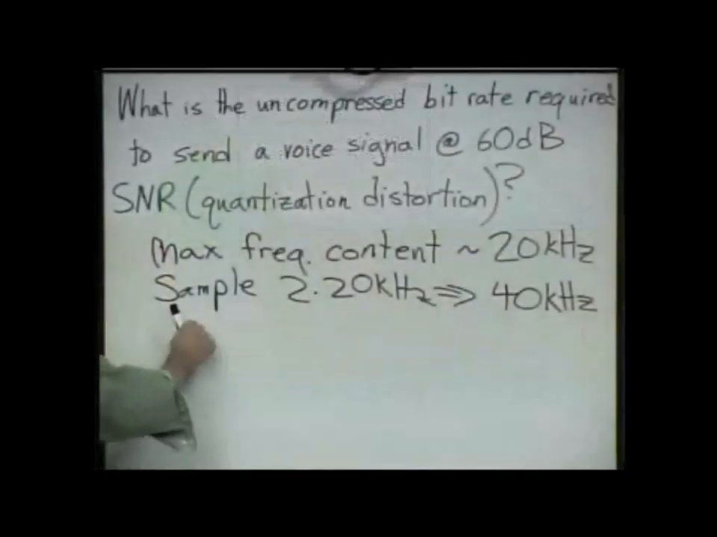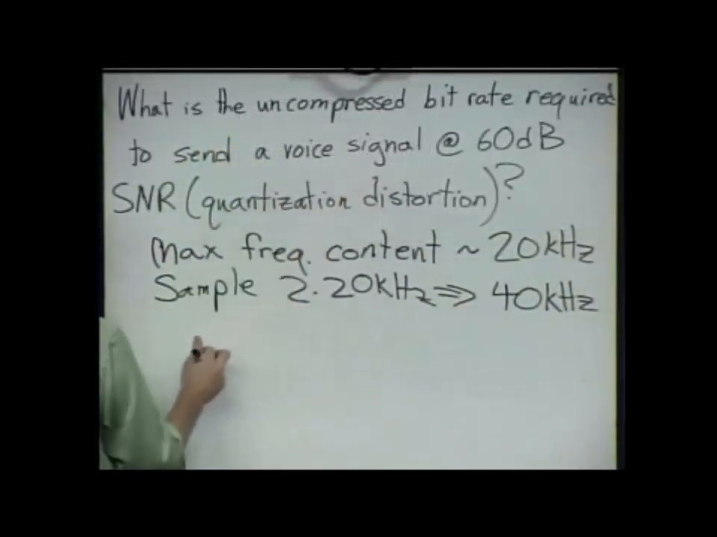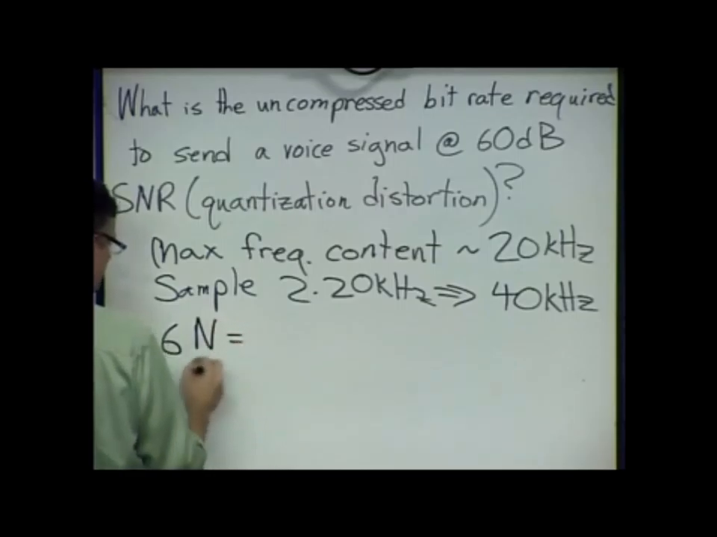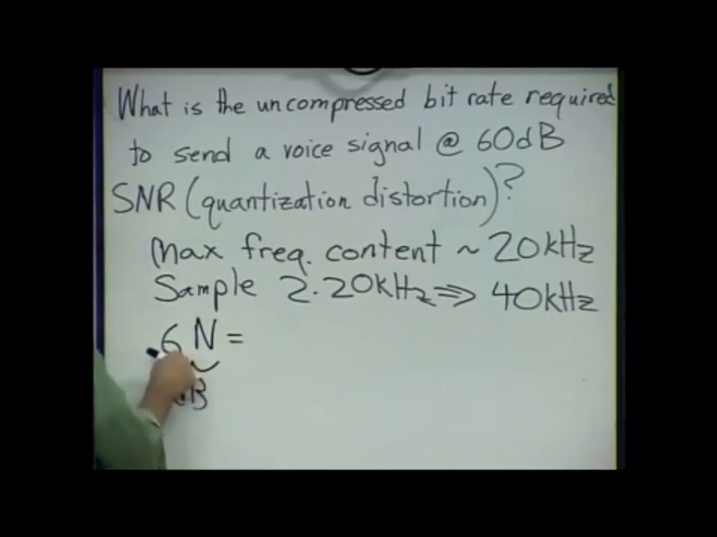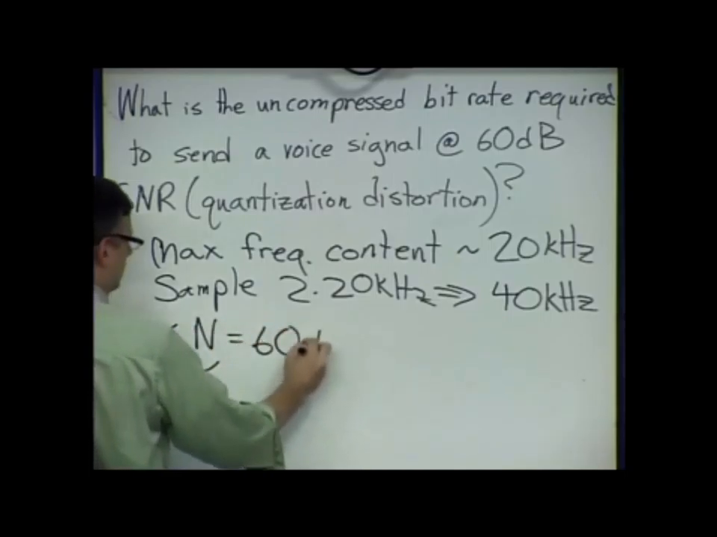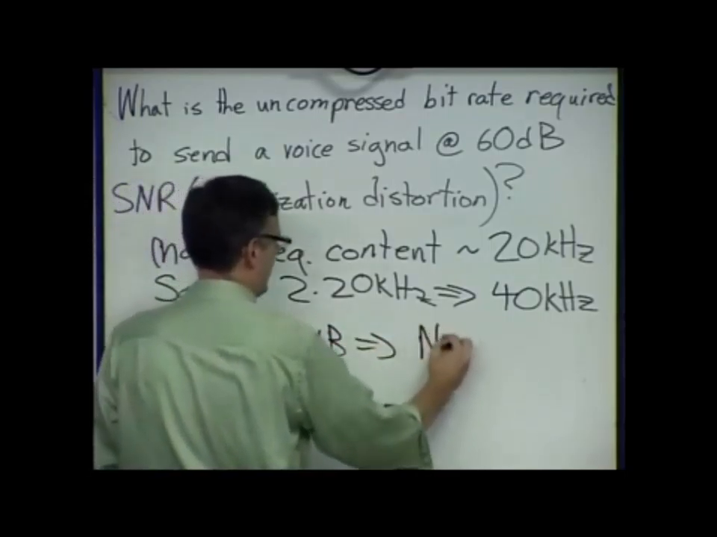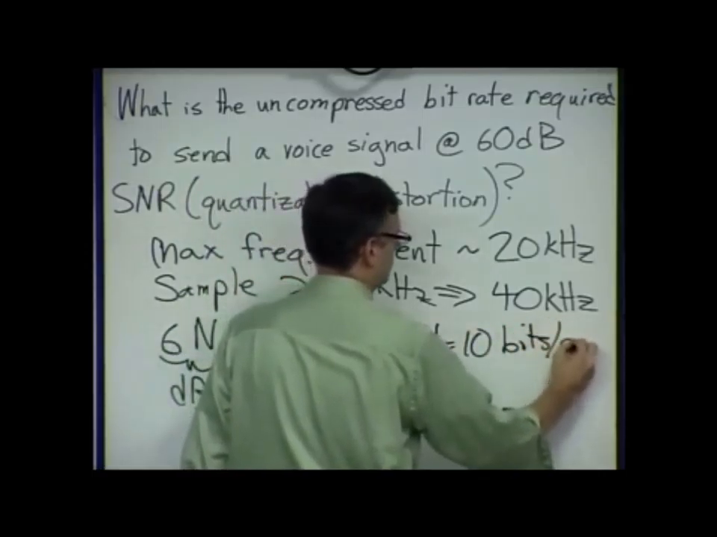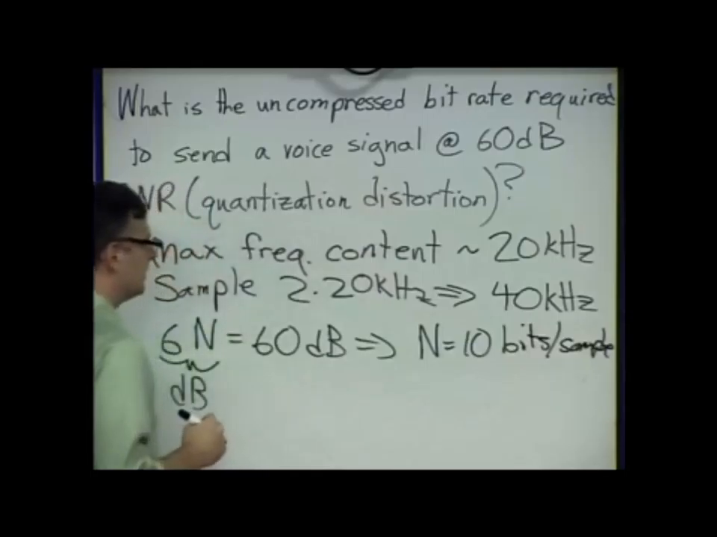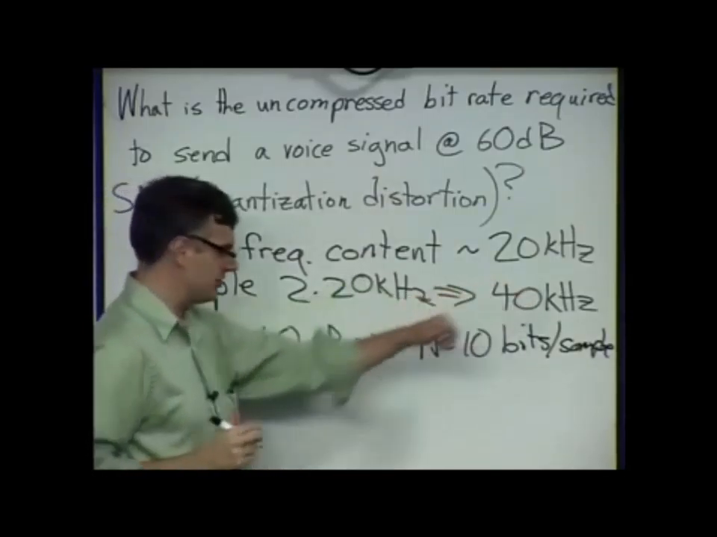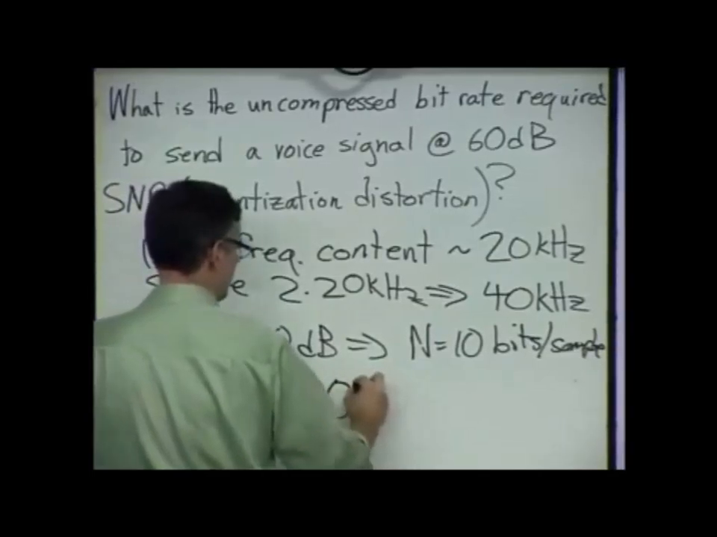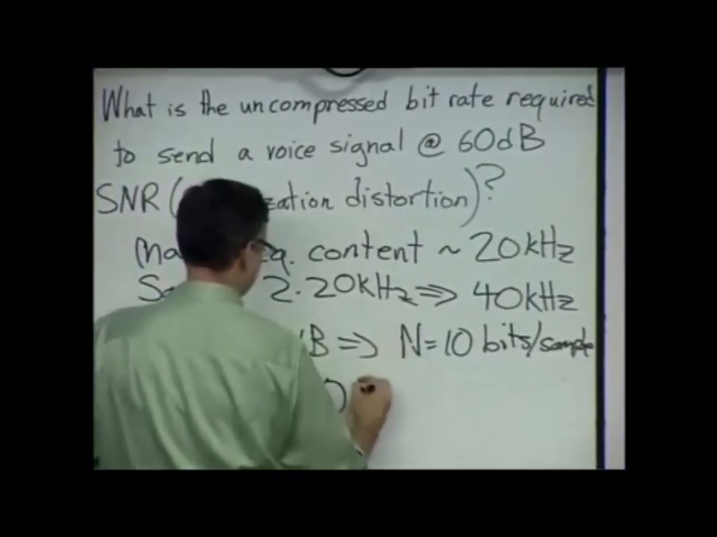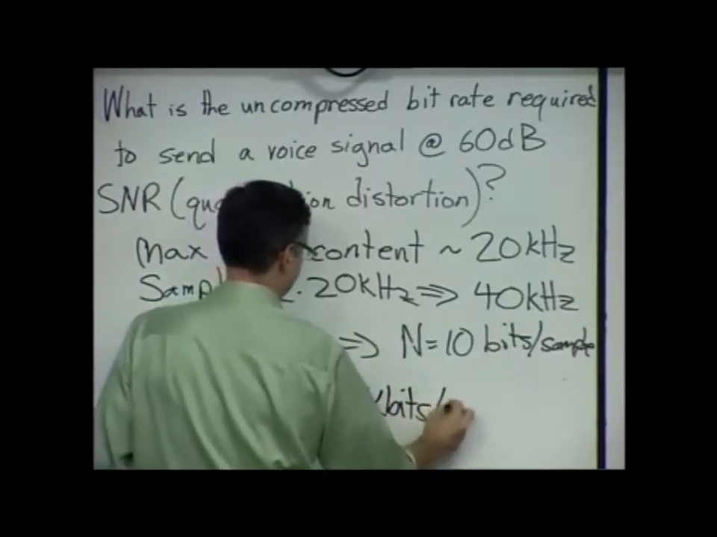So if that's the case, we need 60 dB of SNR. That's a fairly decent, clean-sounding audio signal. You could probably hear beyond that, some of you audiophiles, but this will get a decent conversation going. So if 6N equals, and this is in dB, that rule of thumb for a uniform linear quantizer, N is the number of bits, this must be equal to 60 dB or greater. That means N is 10 bits per sample. 10 bits per sample, 40 samples per second. I need to send 400 kilobits per second.